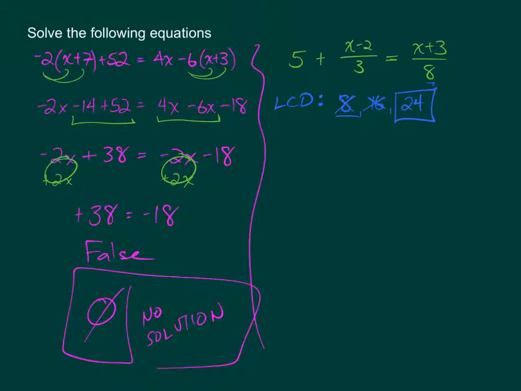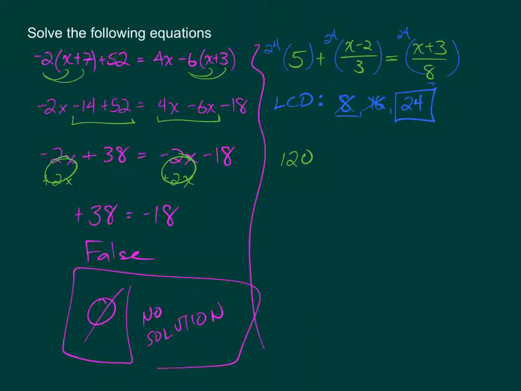Now again, the whole point in finding this LCD is to get rid of these denominators. Everything looks better if it's not a fraction. So let's use the LCD to get rid of those denominators. And to do that, you're going to multiply each term by the LCD. So how this will work is in the first term, I need to just end up multiplying 24 times 5, and that will give me 120.